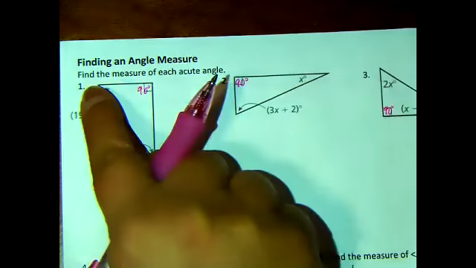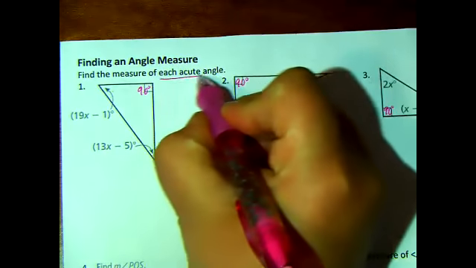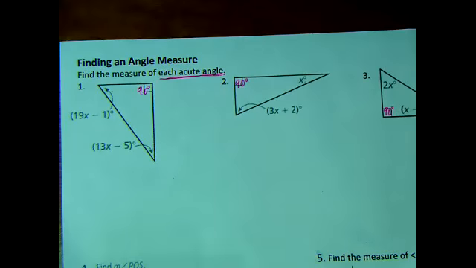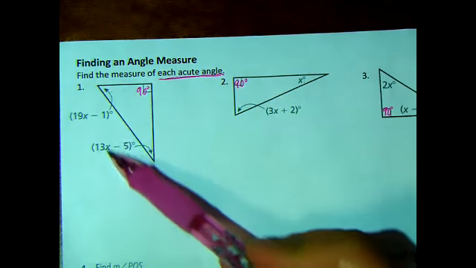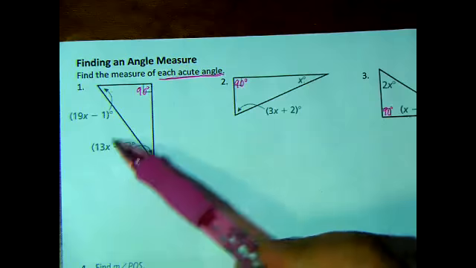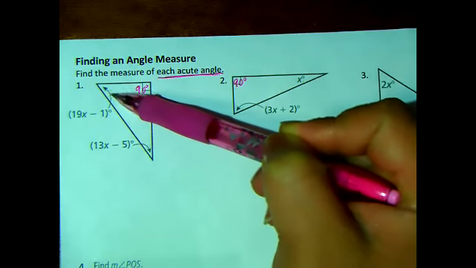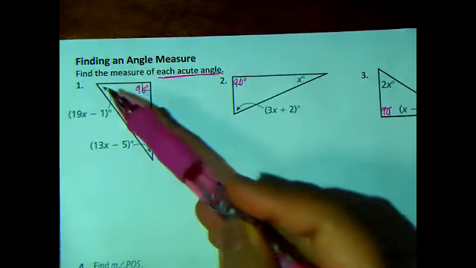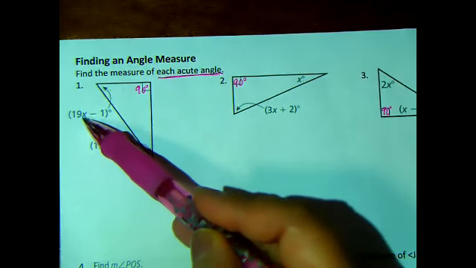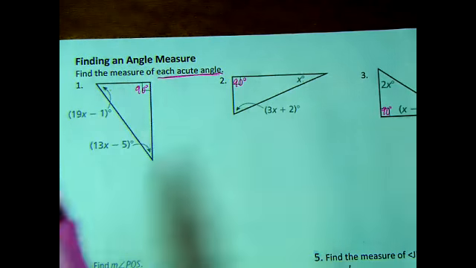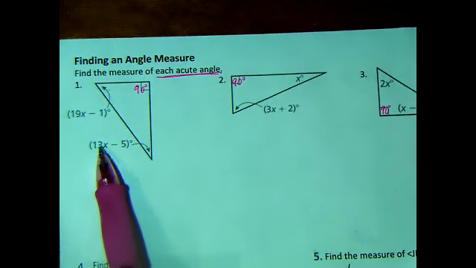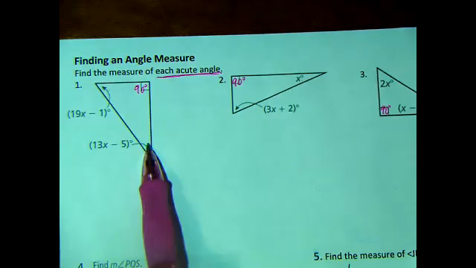Okay, so I'm gonna help you guys out with the first one. We want to find the measure of each acute angle. Okay, so we're not just finding X. We then have to find the measure of each acute angle. So we got to pay attention here. We're given expressions for these two angle measurements. Notice you have the arrow inside and we have the degree symbol, which means this is an angle measurement. This angle measurement is represented by 19x minus 1. This angle measurement is represented by 13x minus 5 right over here.